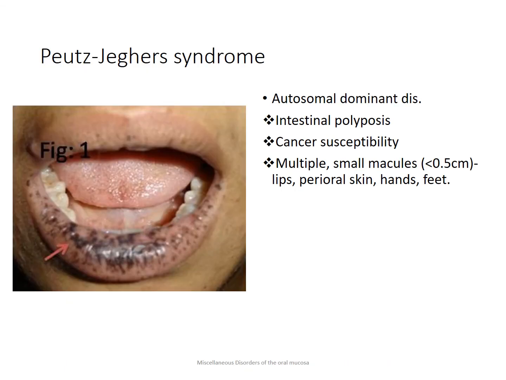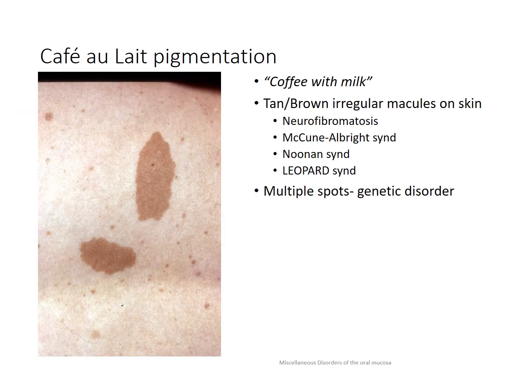In Peutz-Jeghers syndrome, you see that this is an autosomal dominant disease. There are intestinal polyposis and also cancer susceptibility, and then multiple small macules less than 0.5 cm are seen on the lips, perioral skin, hands and feet. So this is the very typical feature of Peutz-Jeghers, where you see multiple tiny macules all over the lips and other areas of the skin.